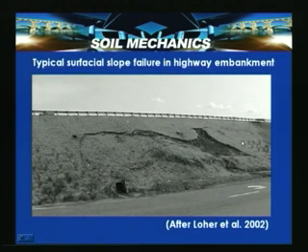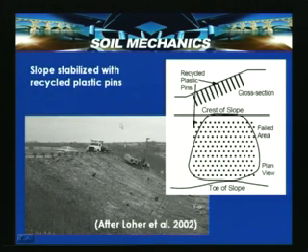And here a typical surficial slope failure in a highway embankment is shown, after Loehr et al. 2002. You can see, for a transportation or highway embankment, how a typical slope is subjected to a surficial slope failure. This is the embankment. Here, to improve the stability of the slope, recycled plastic pins were used, driven into this slope.